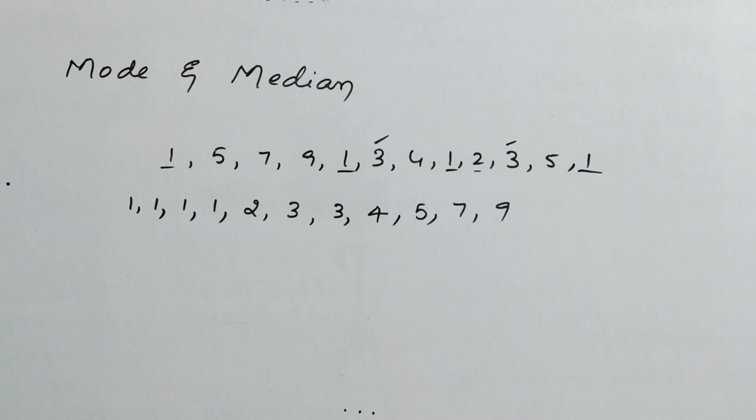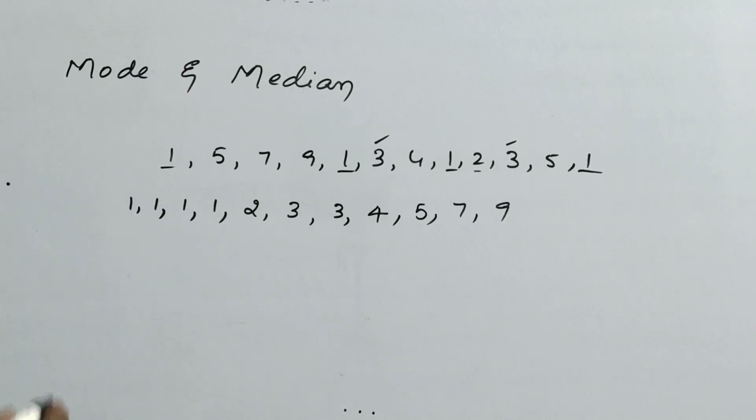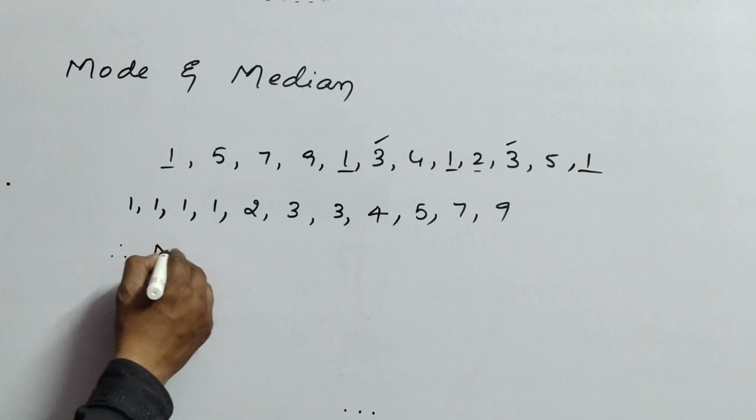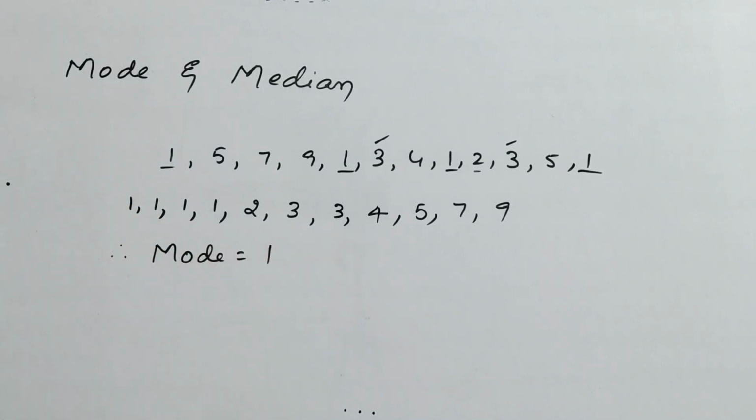Is it clear, children? So you arrange in ascending order, that is small to big. Now in this, which number occurred more, that means which number came more frequently? That is nothing but 1. So therefore mode equals 1. So the answer is very easy. Is it clear? So mode is 1.